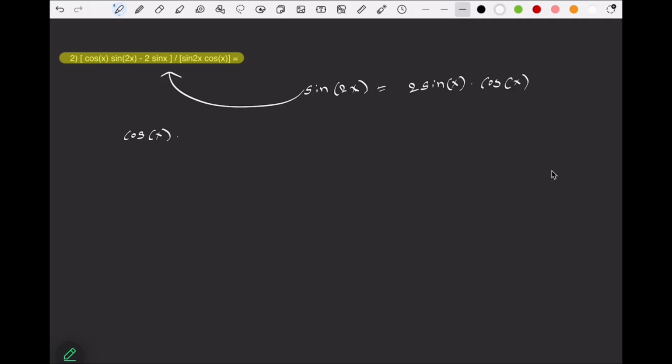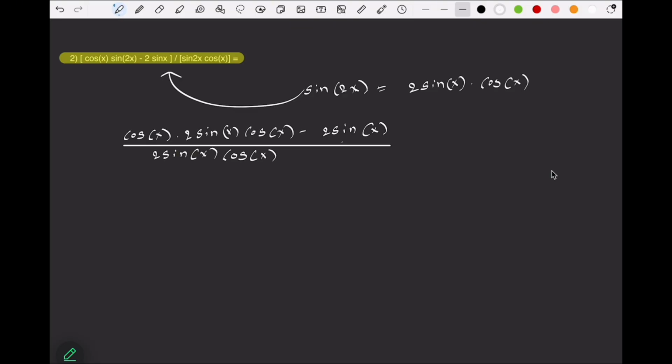Cos x in the place of sin 2x, I can write 2 times sin x multiplied by cos x, minus 2 sin x, divided by sin 2x. Again, we can substitute 2 sin x multiplied by cos x, again multiplied by cos x. If you observe carefully, from the numerator, we can take 2 sin x as common.